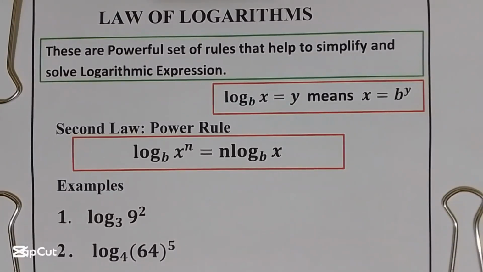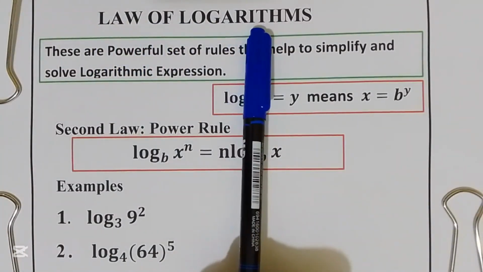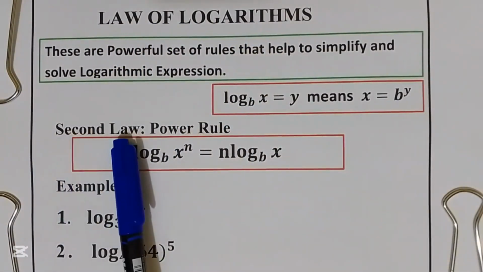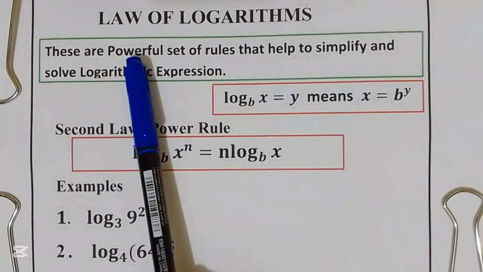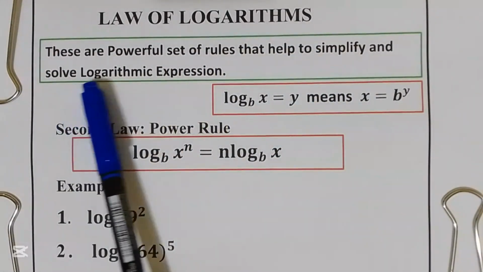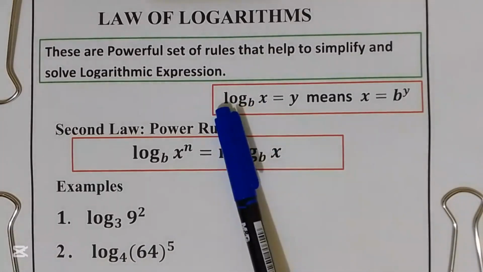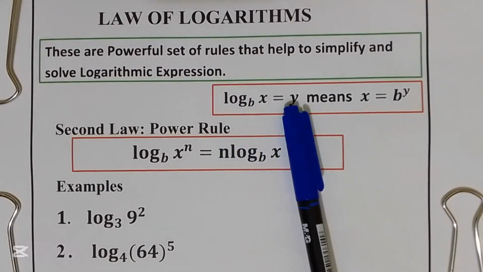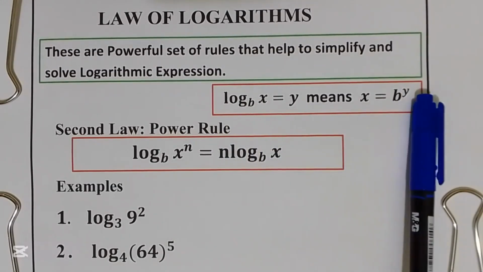My name is Walter. We continue with the laws of logarithms, and today we are going to see the second law, which is the power rule. Logarithm laws are a powerful set of rules that help to simplify and solve logarithmic expressions. By definition, log base b of x equal to y means that x is equal to b to the power y.